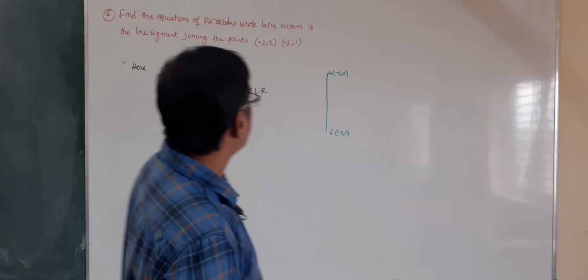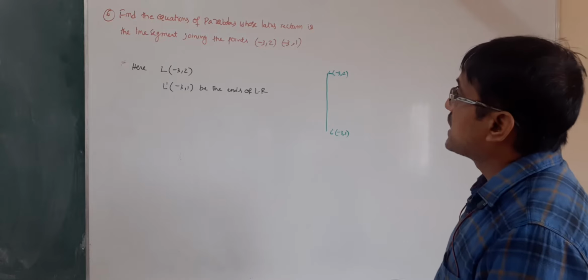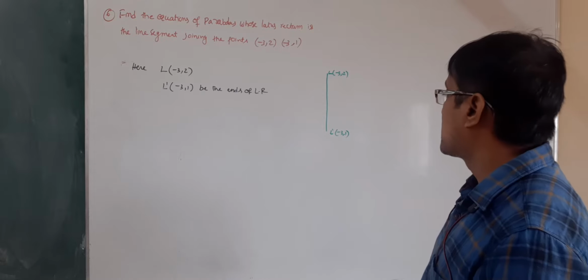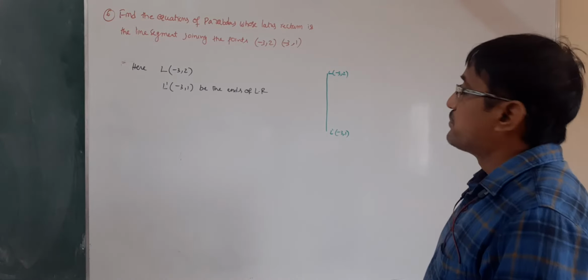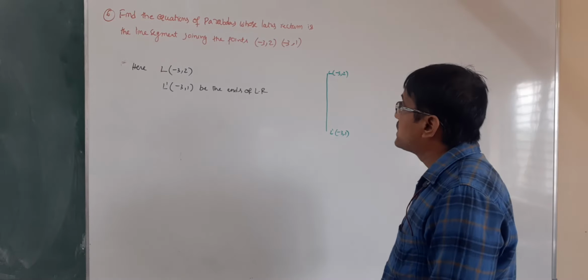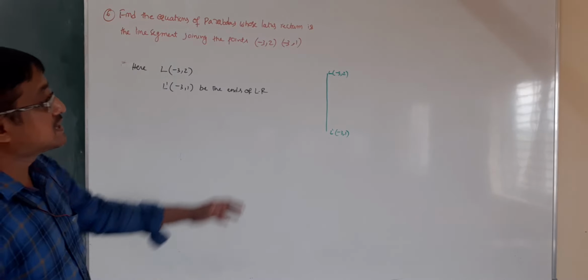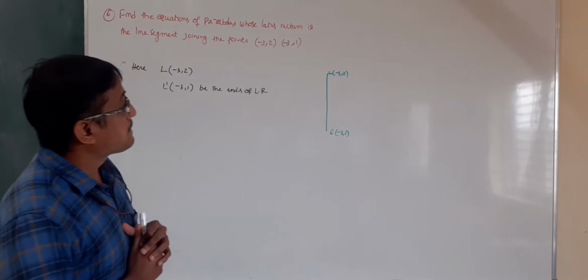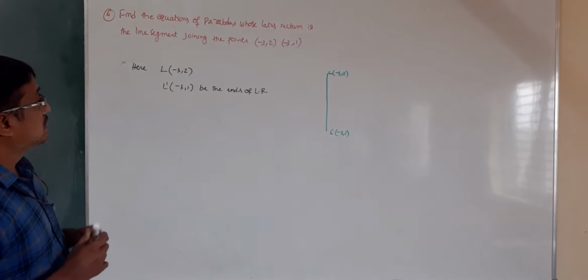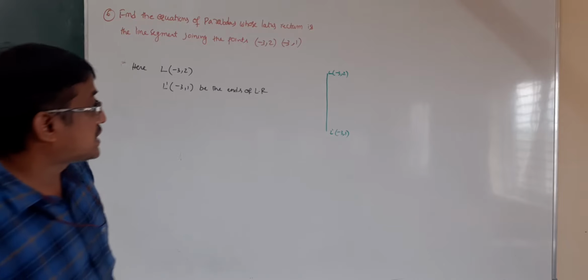Next problem, find the equation of the parabola whose latus rectum is the line segment joining the points (-3, 2) and (-3, 1). Now you can observe that the x coordinates of these two points are equal, so they lie on a vertical line. Very important point. Here L (-3, 2) and L' (-3, 1) are the ends of the latus rectum.